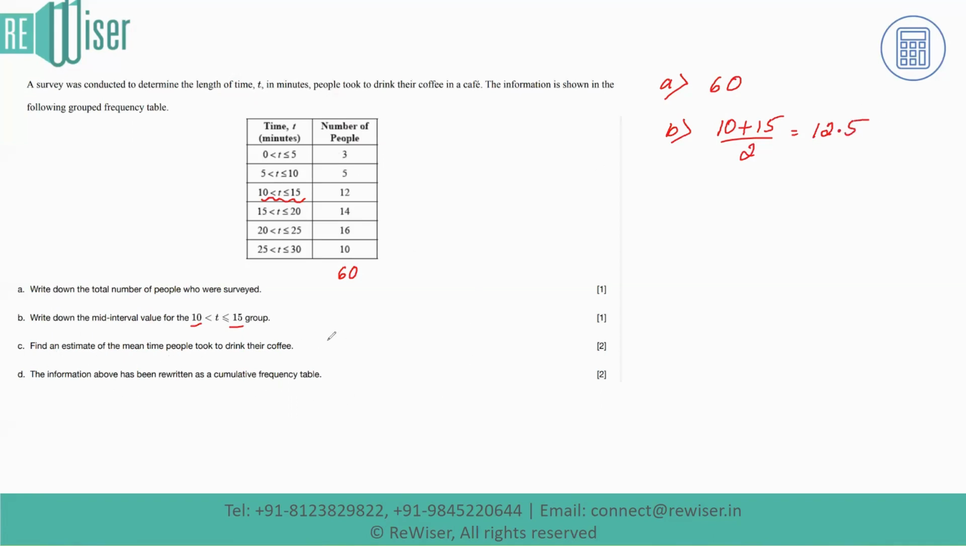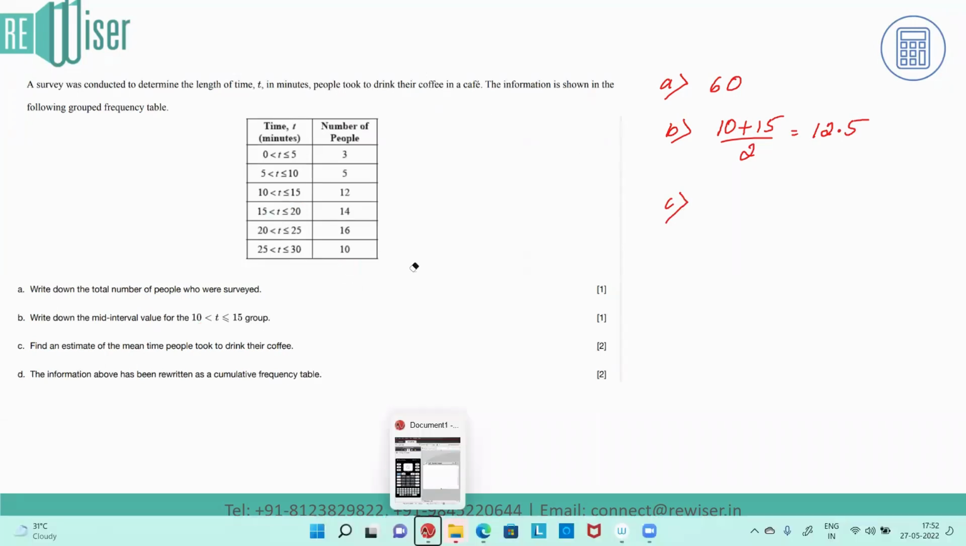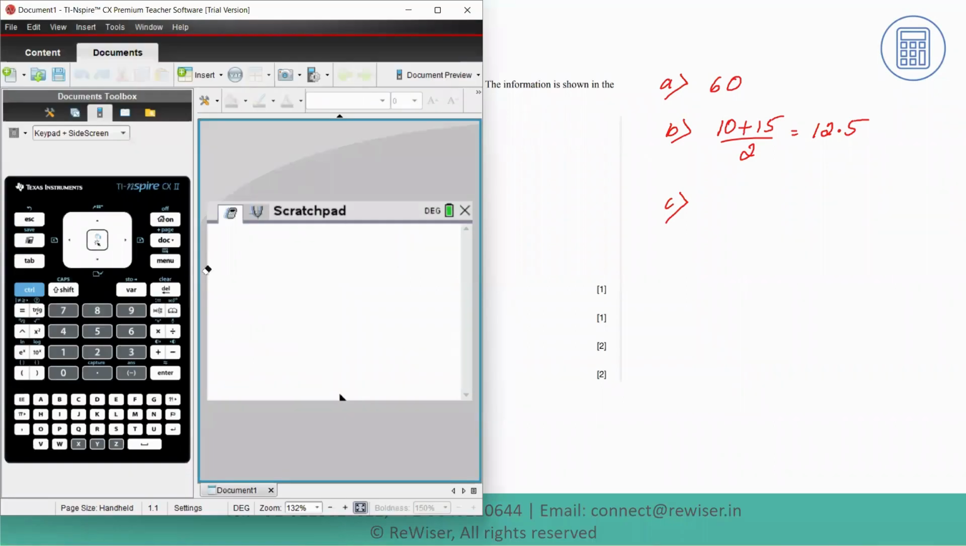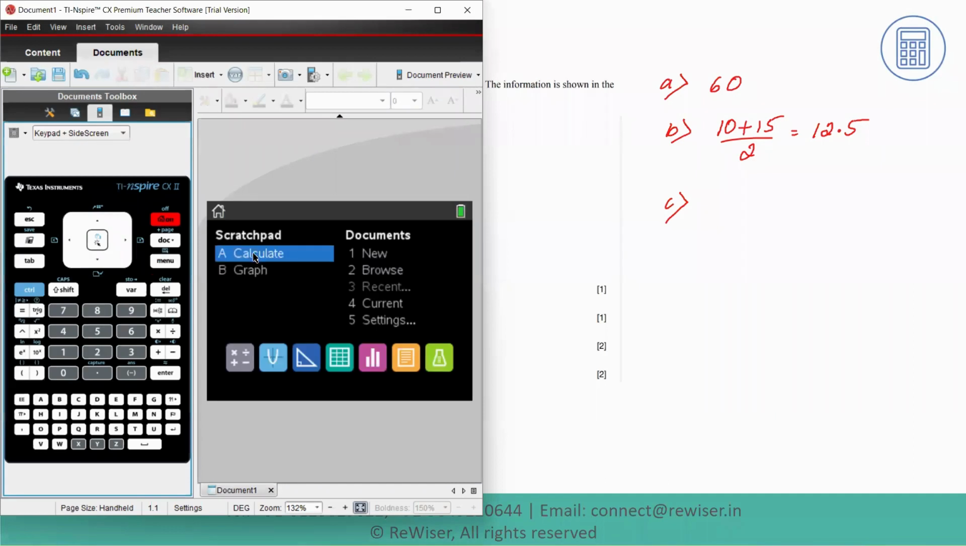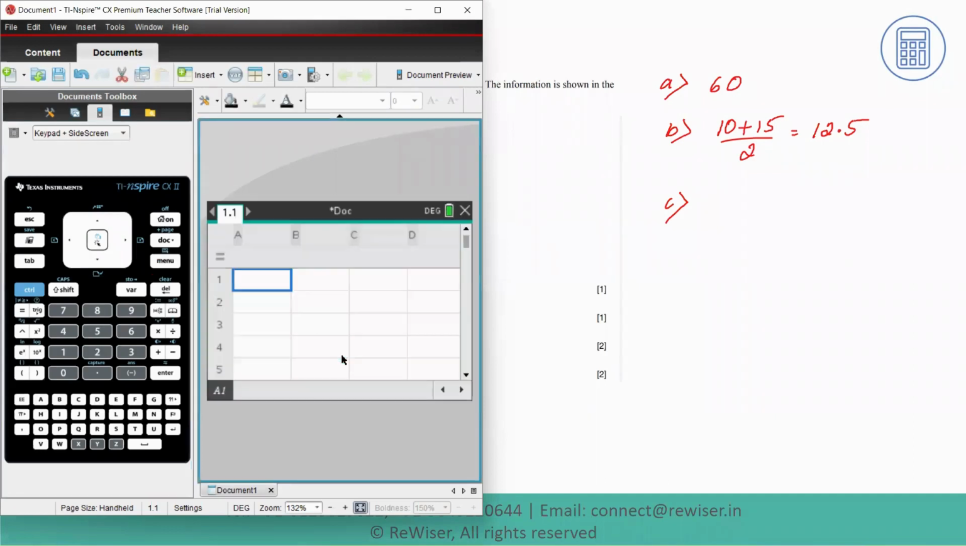Now we estimate the mean of this coffee time. In order to find the mean, we can use our calculator directly. On the calculator, we need to go to the spreadsheet, and on the spreadsheet, we put down all the mid-interval values of the time.